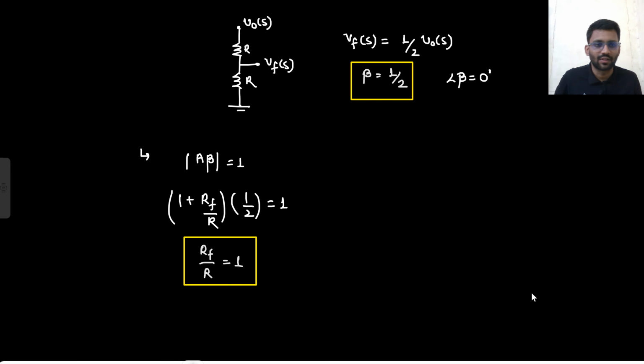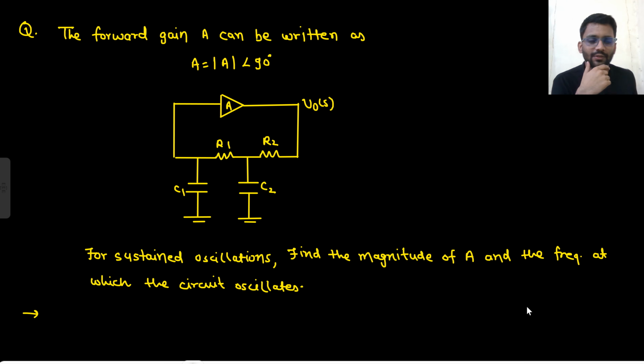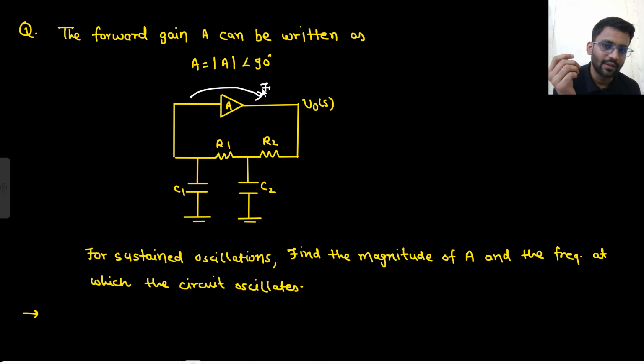Okay, now the time is left, so let's see one more question. I framed this question on my own. I will write it down and then we will solve it. Yeah, so this is the question. The forward gain is written as given, and the circuitry is given. For sustained oscillation, you need to find the magnitude of A and the frequency at which the circuit oscillates, right? Now which is the forward gain? This is the forward one, and this will be the feedback.